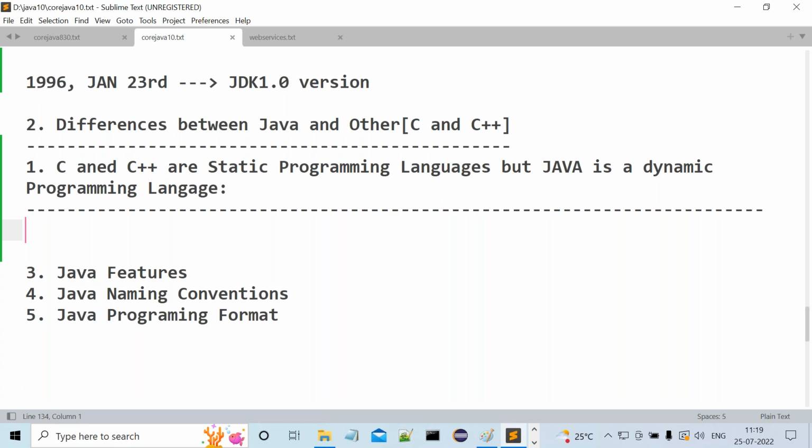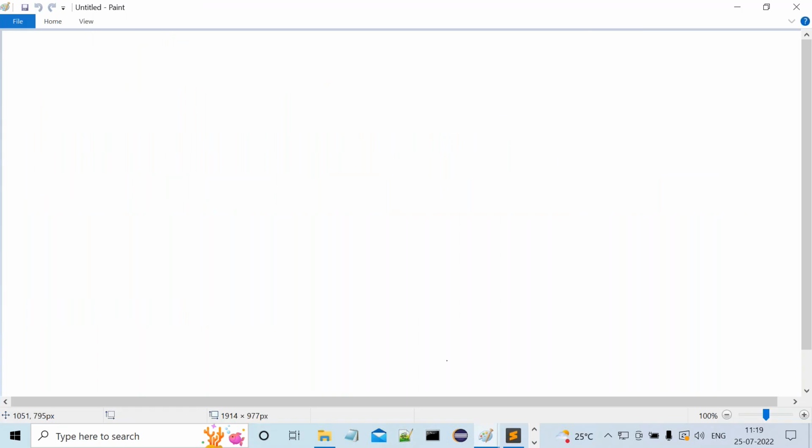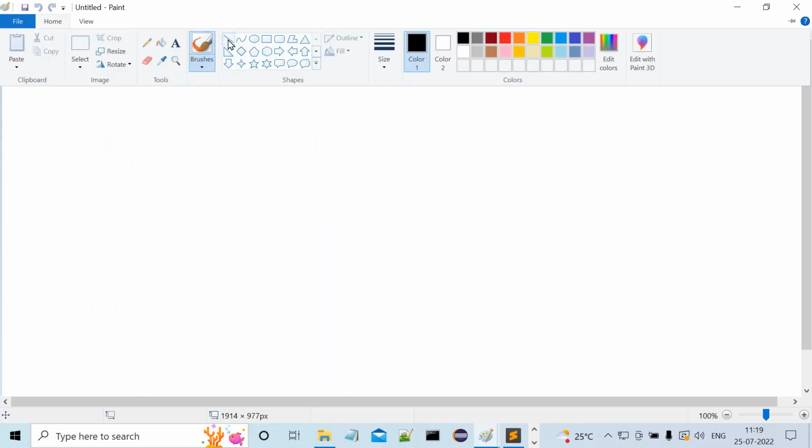Okay, sir. Good. As per our information, I want to give one simple diagram. By this, we can understand clearly. All of you guys, observe carefully. I'm going to give one very, very simple diagram. Try to understand it clearly.